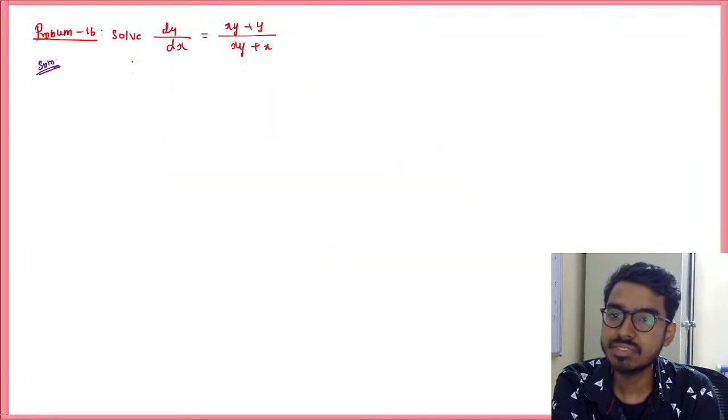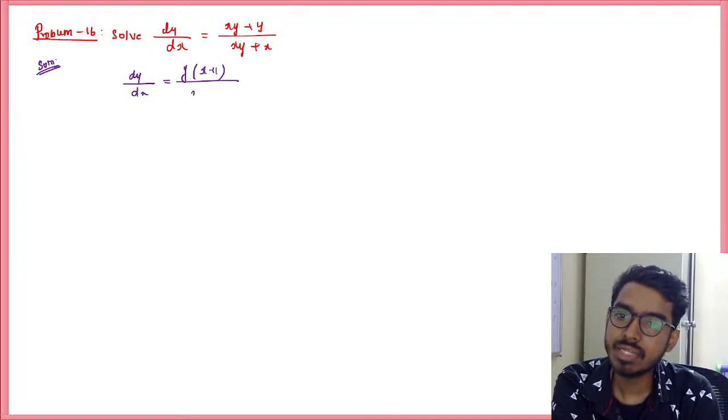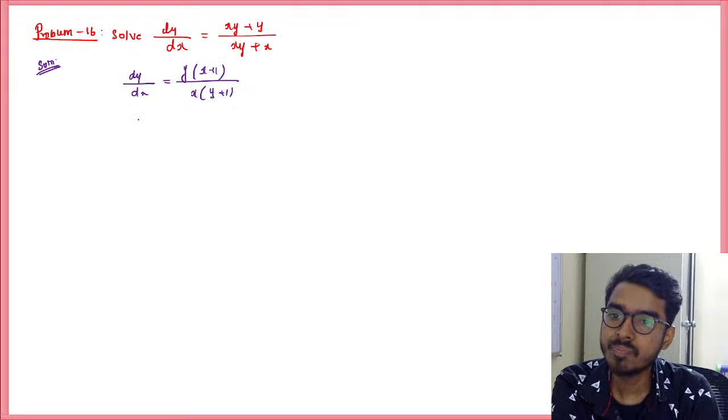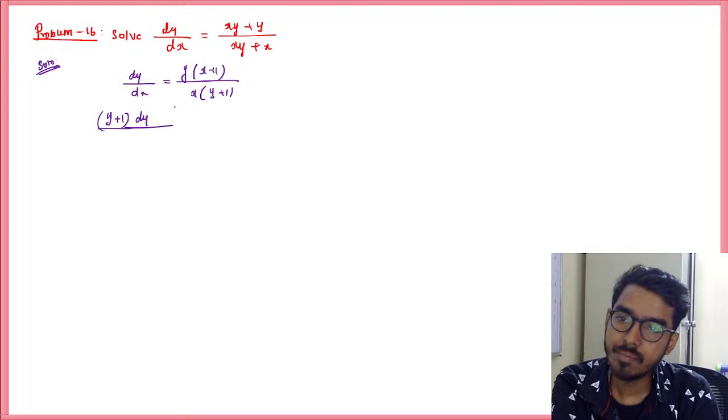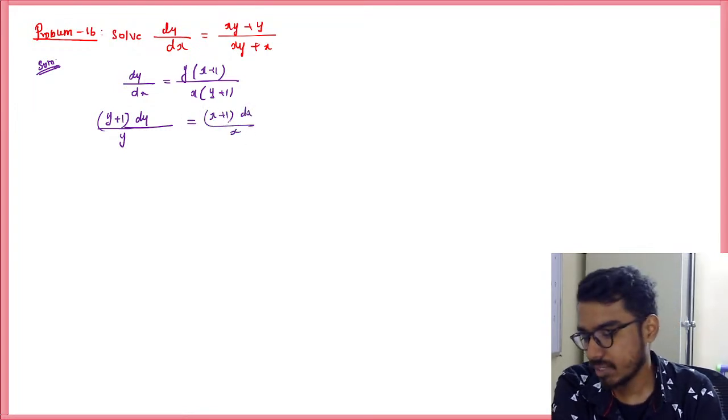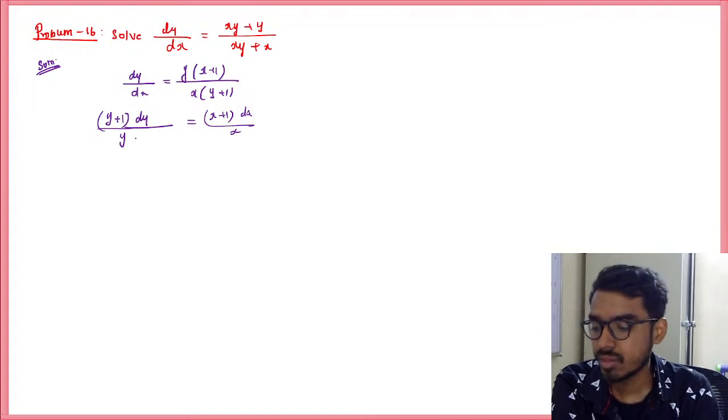Problem 16. We have dy by dx is equal to, let us take this y common. We have y(x + 1), let us take x common, we will have x(y + 1). So we have dy divided by, let us take this (y + 1) here, (y + 1) dy by y is equal to (x + 1) dx by x, right?